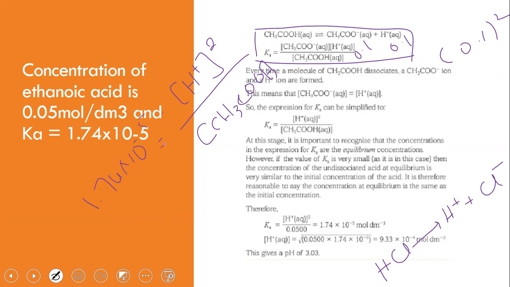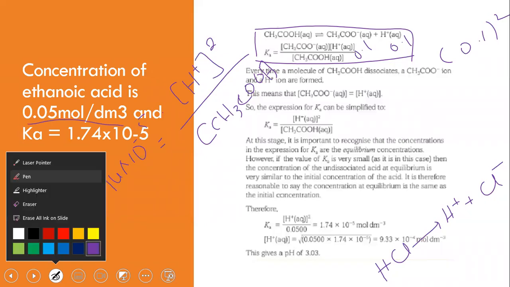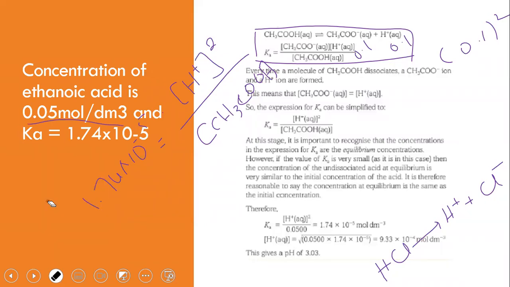They've already provided to us. We need to find out the concentration of the hydrogen ion. The concentration of the acid is 0.05. So we have the acid in the denominator. So I will remove the acid and I will write down 0.05. So 1.74 multiplied by 10 raised to power negative 5 multiplied by 0.05 is equal to hydrogen ion squared, right?